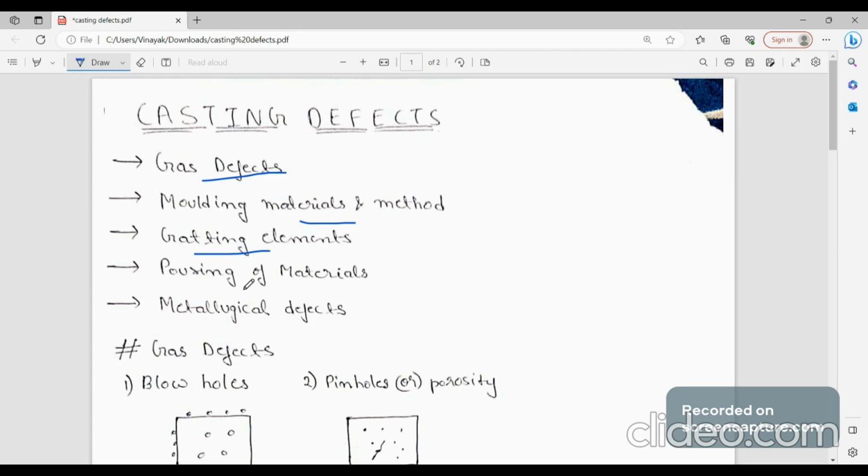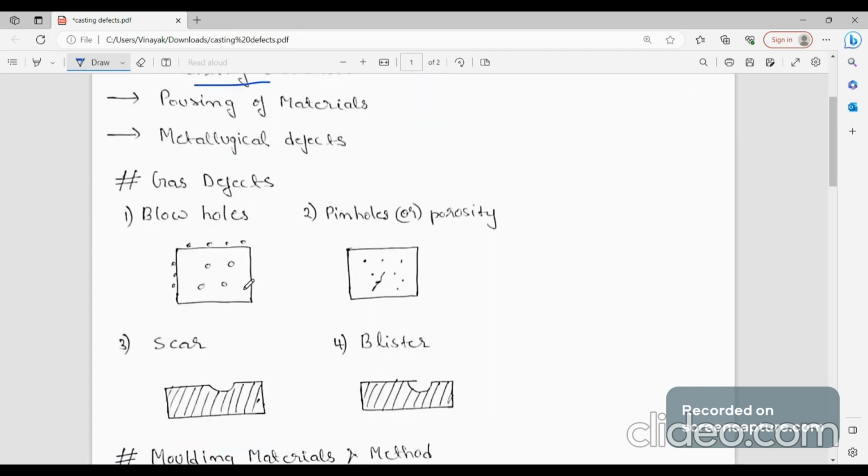So the first one is gas defects. In gas defects there are four types. The first one is blowholes. These blowholes are formed inside the casting. So this is the casting, and inside that small holes are there, which are called blowholes. These are formed due to gases being trapped inside the liquid metal in the cavity, which forms a defect. Those on the surface can be removed, but those inside will remain trapped. These are blowholes, formed when gases are entrapped in the casting.